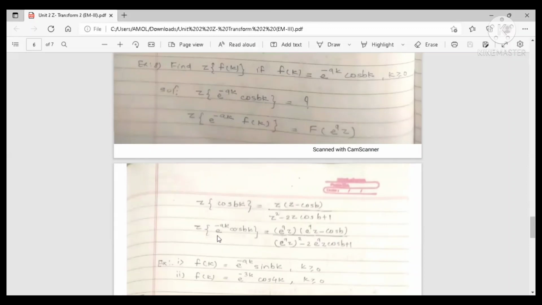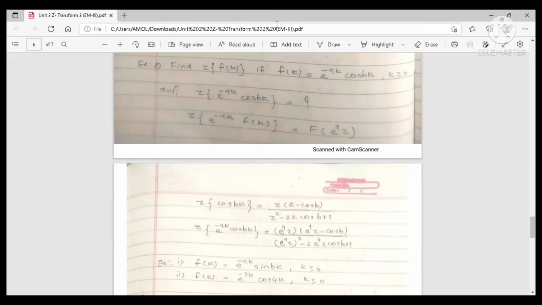Then the Z transform of the product of two sequences, e raised to minus ak into cos bk. Now use this formula here. Now the Z transform of cos bk is this term here. It is equal to f of z, capital F of z.